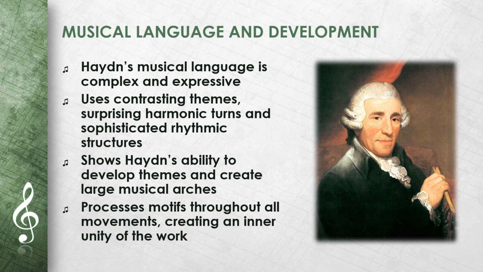Haydn's musical language in the London Symphony is complex and expressive. He uses contrasting themes, surprising harmonic turns, and refined rhythmic structures. The symphony shows Haydn's ability to develop themes and create great musical arches. Particularly noteworthy is the way he works with motifs throughout all the movements, creating an inner unity of the work.